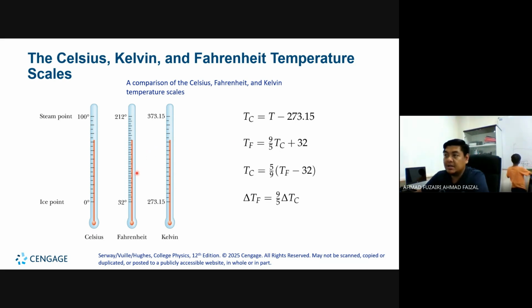So it is quite easy to understand that. The ice point is at 0 degrees Celsius, which is equivalent to 32 degrees Fahrenheit and also equivalent to 273.15 Kelvin. Then if you look at the steam point of water, it is at 100 degrees Celsius, 212 degrees Fahrenheit, and 373.15 Kelvin without the degree. So how can we consider that?